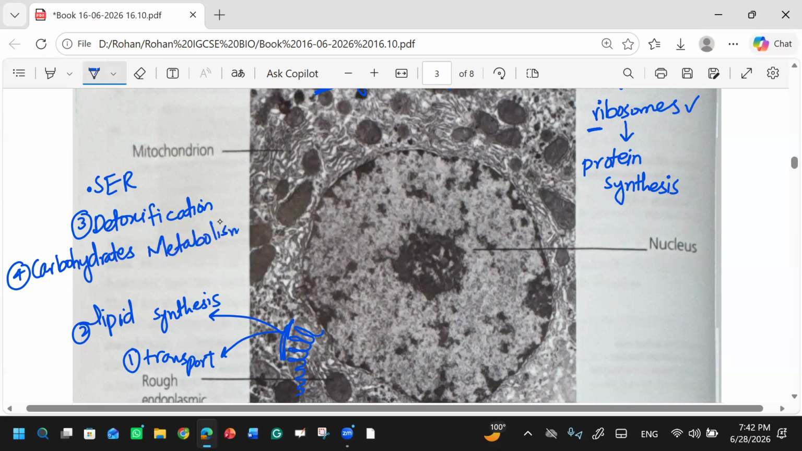Okay. These are some of the functions of SER. Clear? And the rough endoplasmic reticulum is responsible for protein synthesis as well.